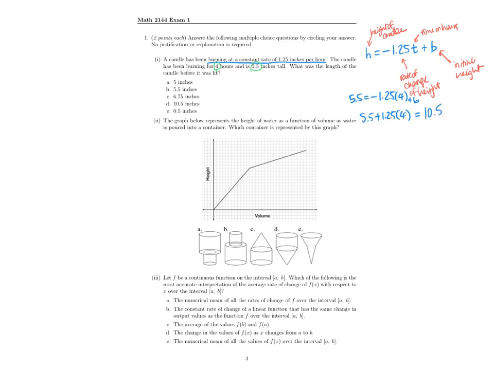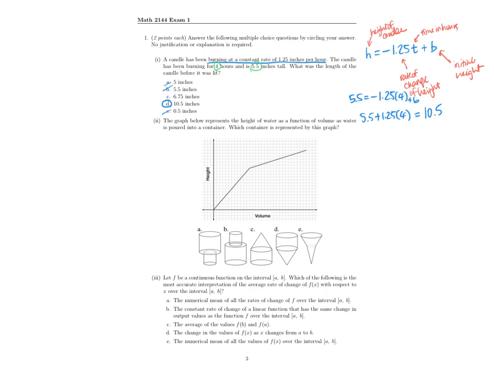If the candle's burning, it's going to be getting shorter. So these answers don't make sense because those are too small. We want to choose an answer that's going to be bigger than 5.5 inches because it's going to start out bigger and it's going to be getting smaller as time goes on. So anyway, the answer is 10.5 inches.